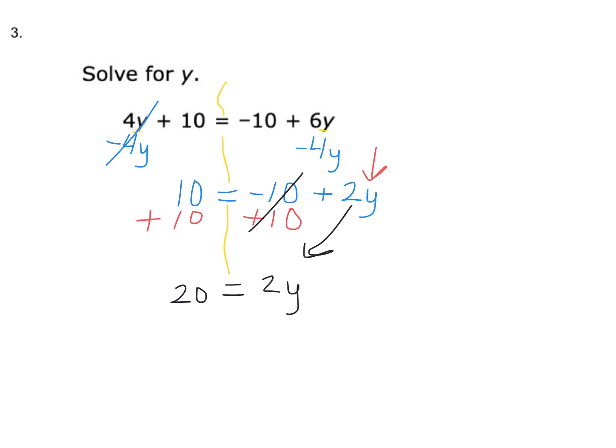And then my final step, I'm going to undo any multiplication or division. 2 and y, that's an invisible multiplication sign. So we'll divide both sides by 2 to get y by itself. And then 20 divided by 2 is 10. Okay, so you could have attacked it a different way and started by subtracting 6y on both sides. Ultimately, you should get 10 as your answer.